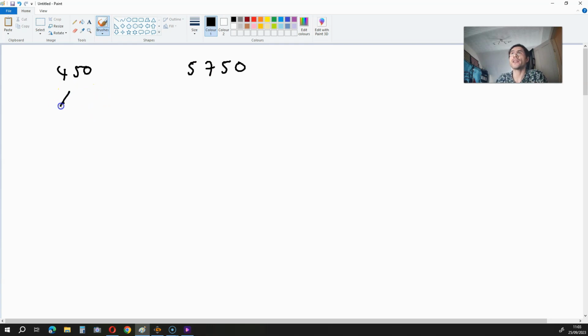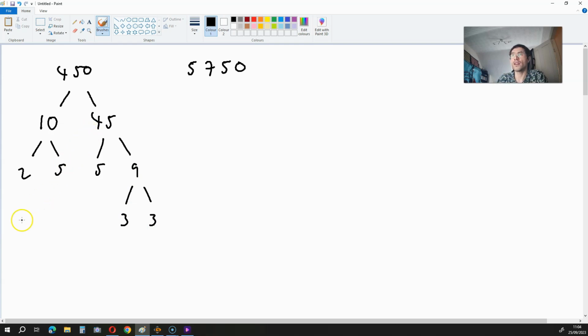Well, 450 is the same as 10 times 45. 10 is the same as 2 times 5. 2 and 5 are primes. And 45 is the same as 5 times 9. And 9 is the same as 3 times 3. So the prime factors of 450 are 2, 3, 3, 5 and 5.